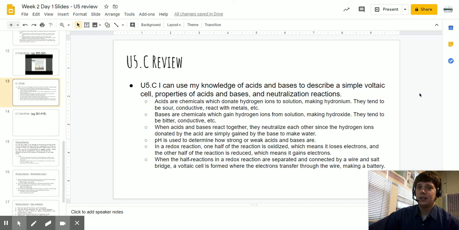pH is a tool that scientists use to measure how strong or weak acids and bases are. Low pH means more acidic. Very high pH means more basic. 7 is in the middle, and it ranges from 1 to 14.